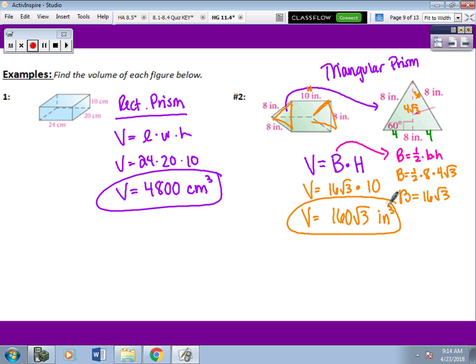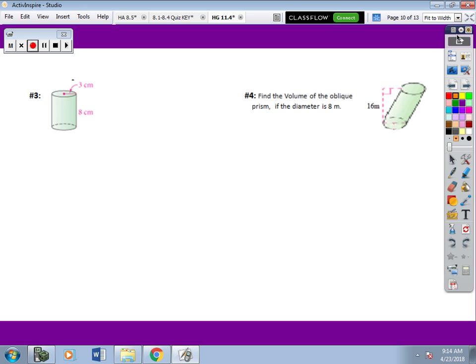Next, our cylinders. Cylinders are easier because when you're finding big B, it's the area of a circle. So you could either use your BH formula, or we know that since the base is always a circle, the area of that is pi r squared times h. And just plug in. Radius is 3 times 8. 3 squared is 9. 9 times 8 is 72. So we'll have 72 pi. Centimeters cubed.